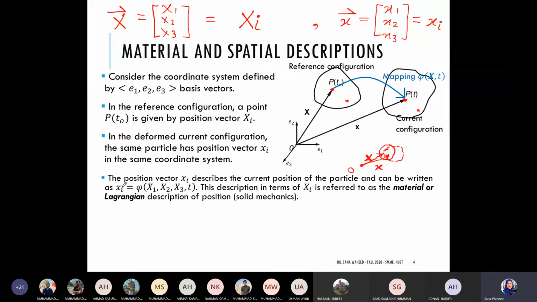Okay, so whenever we describe the new position, or even any other physical property, in terms of its reference configuration, that is in terms of the capital X, then it is referred to as the material, or the Lagrangian description of space, or of that particular property. Okay, so it's basically, let me clarify this with a few more examples.